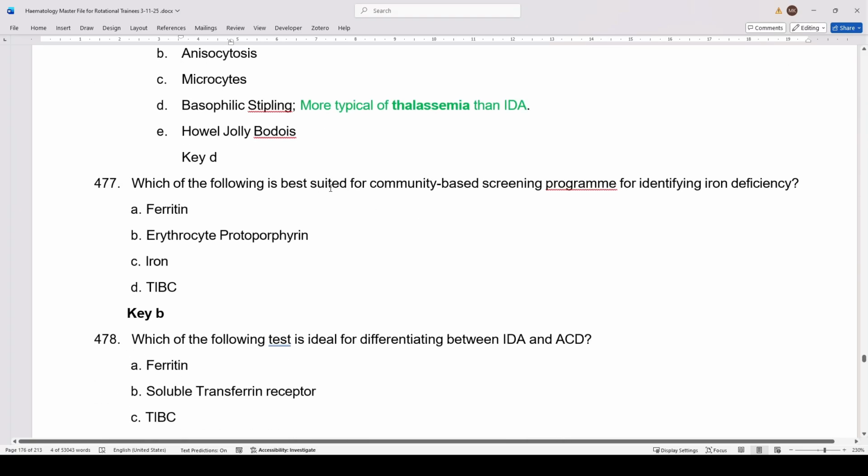Which of the following is best suited for a community-based screening program? It is just a revision of the previous MCQ. For the community-based screening program, we do erythrocyte protoporphyrin. We don't do ferritin because it is an acute phase reactant and it is an expensive test. We cannot go for ferritin in community-based screening. And we cannot do iron, because iron levels fluctuate: in the morning it is high, in the evening it is low.